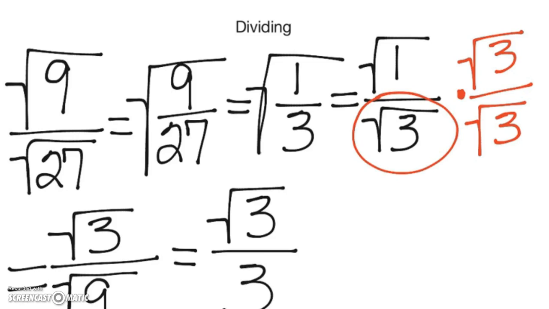Okay? And so the square root of 9 divided by the square root of 27 is equal to the square root of 3 over 3. And this is our final answer. Okay? And again, in a minute, we'll talk about some ways that you can double check your work and make sure you didn't make any mistakes, because I realize that there are a lot of steps here.